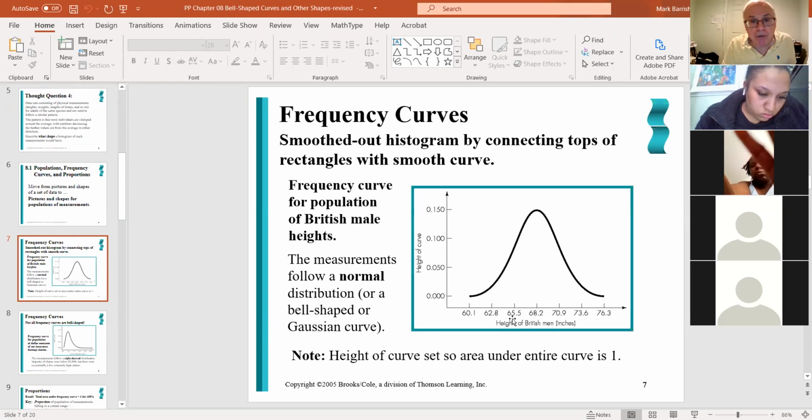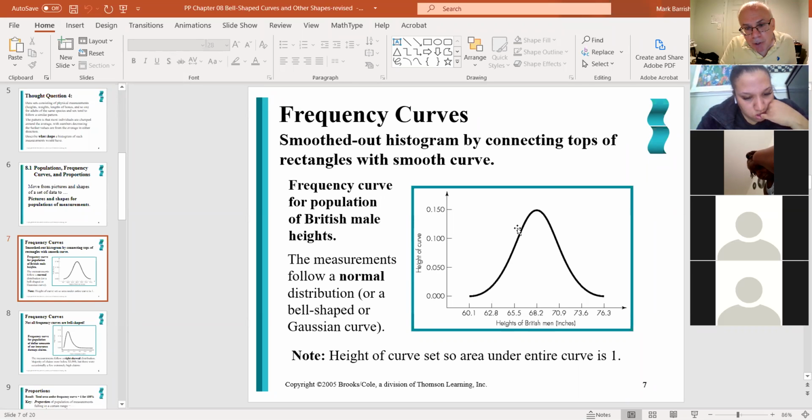Sometimes, instead of drawing a histogram, they draw what's called a smooth histogram or a curve. You can picture drawing a curve around the histogram, and this is called a frequency curve. This frequency curve is for heights of British men in inches. What's along the y-axis here looks like relative frequencies, doesn't it? These are percentages or decimals that represent the percentage of people at these various heights. We'll get to that next time.